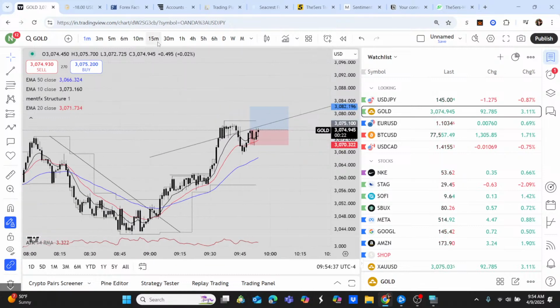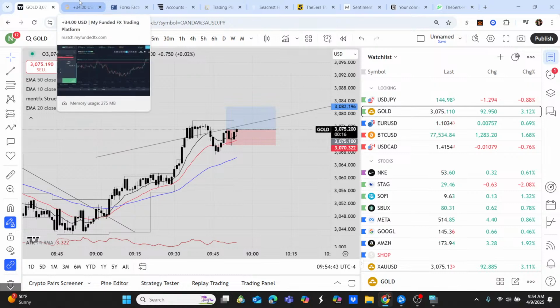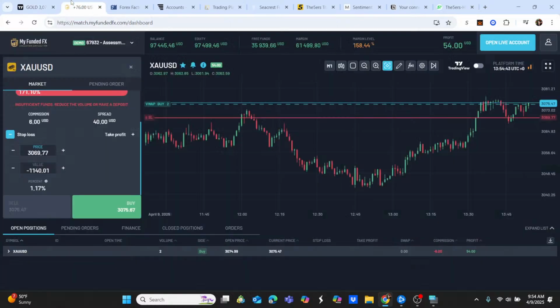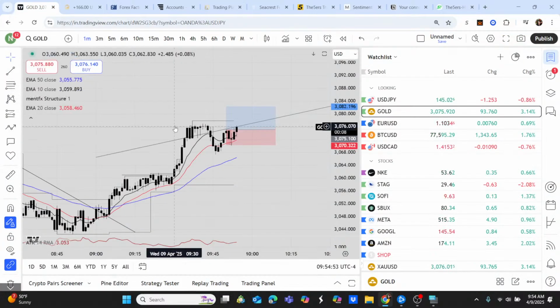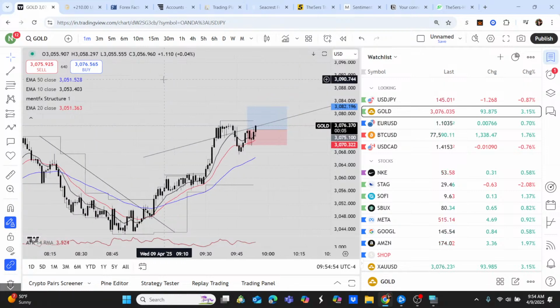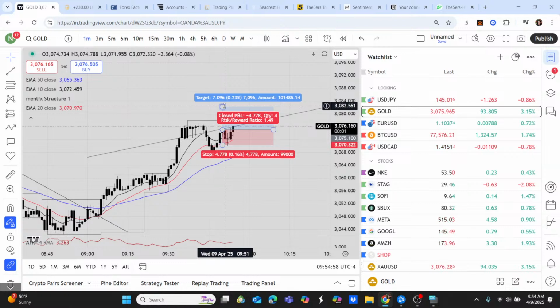Because I don't think I can risk what I want to risk, 1.5, on it because it's such a low time frame. Yeah, the opposite is just under here. So in terms of a 1 minute entry, this doesn't make sense. This is a challenge trade.